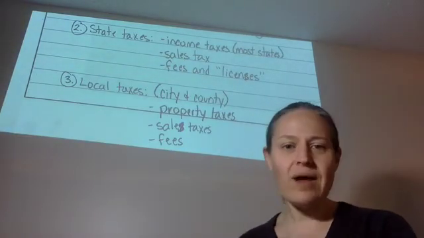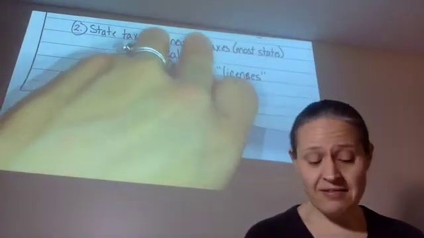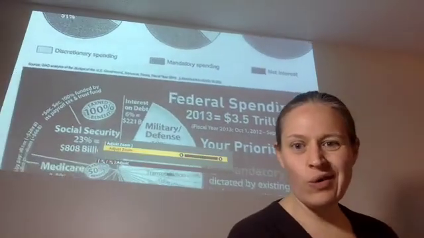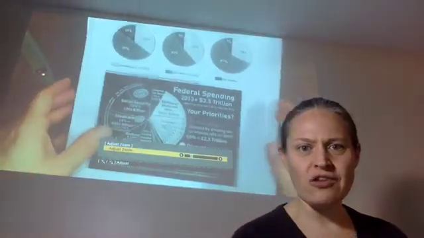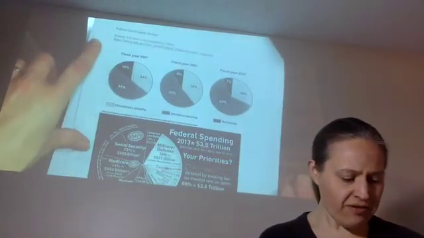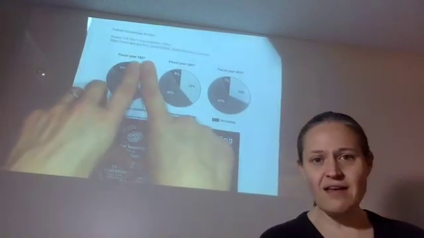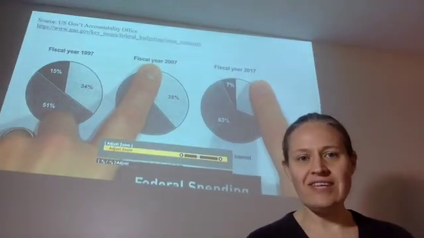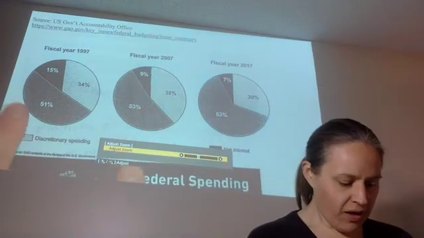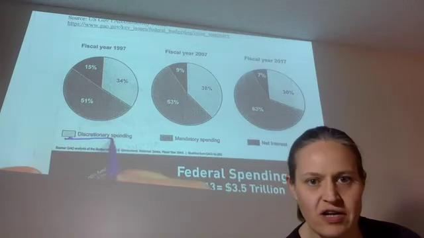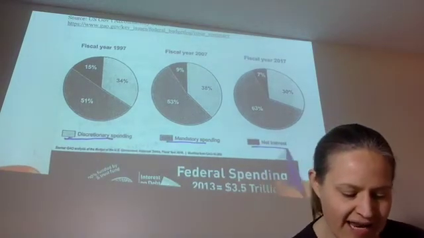So that is just a rundown of the different types of taxes that are out there. But we're mostly going to be talking about federal taxes because in macroeconomics, we're focusing on what the federal government can do about taxes. Okay. So this graph here, this is for the years 1997, 2007 and 2017, and it tells you here that there's discretionary spending, mandatory spending, and net interest.